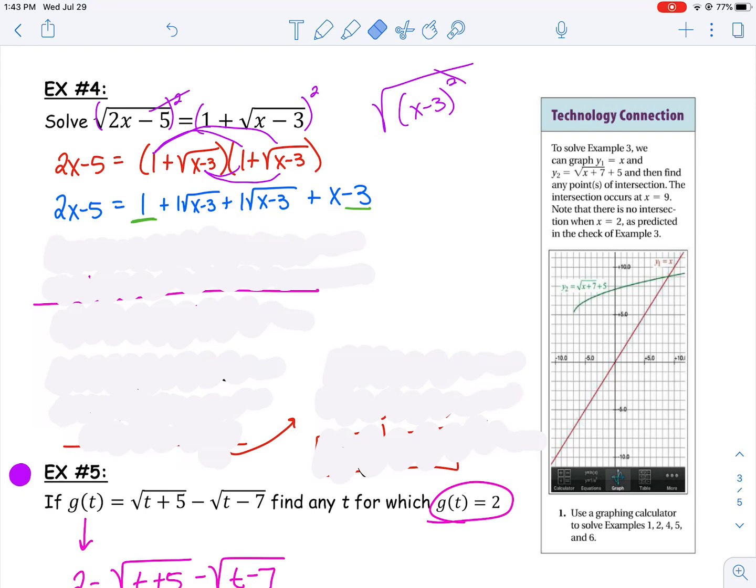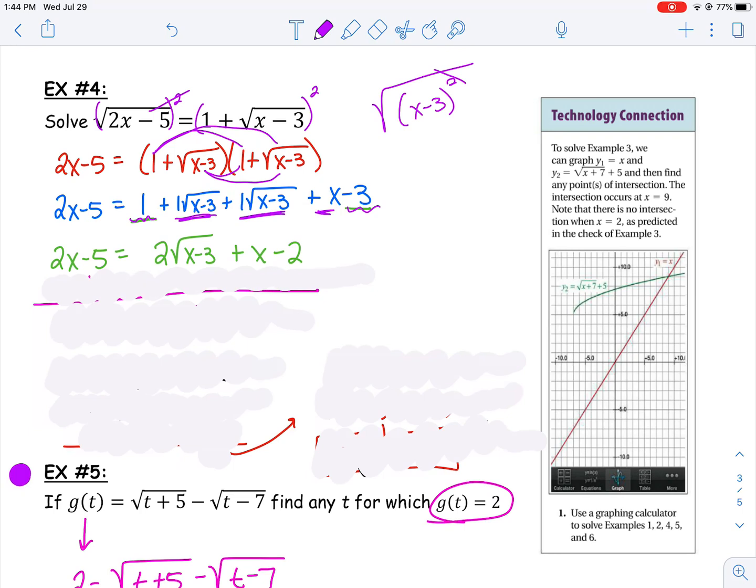So if you look on that right side, I have a couple of different like terms. I have a regular 1 and a regular negative 3. Those are just regular numbers, no parentheses, no radicals attached to them. I should be able to combine those. And then if you also look, I have a 1 rad x minus 3 and another 1 rad x minus 3 that are also like terms that I can combine. I can really combine those into 2 rad x minus 3s. I have the 2 minus 3, which is my negative 2, and then I have the positive x that's still left. So now I have a 2 times the square root of x minus 3, a positive x, and a minus 2 on that right side.